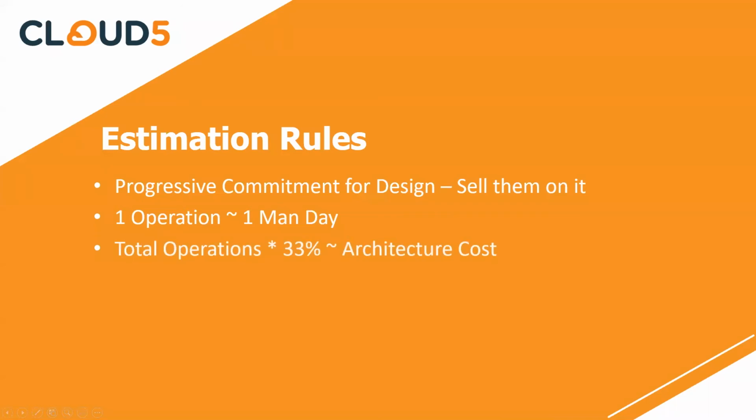Now let's look at the cost. What did we say at the beginning in the first hour? Architecture is 33% of the cost. So architecture is 33% of the cost of the total operations defined so far. But we also said that the testing cost covers the rest. So it's 33% of the operations so far.